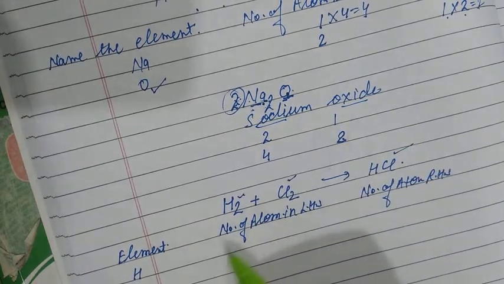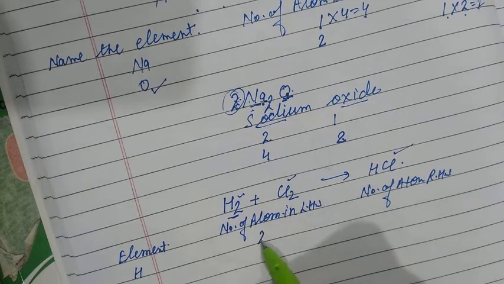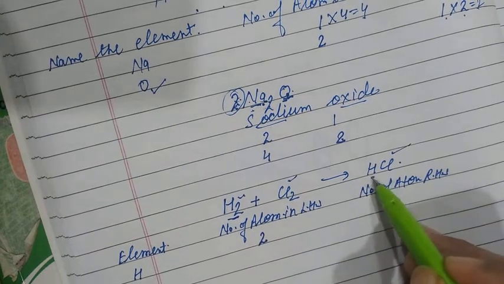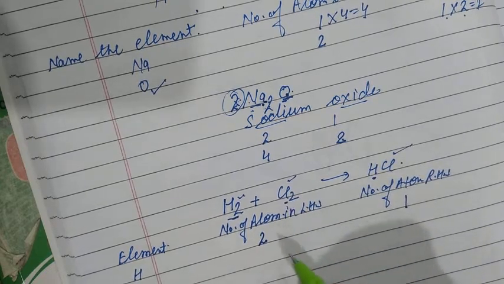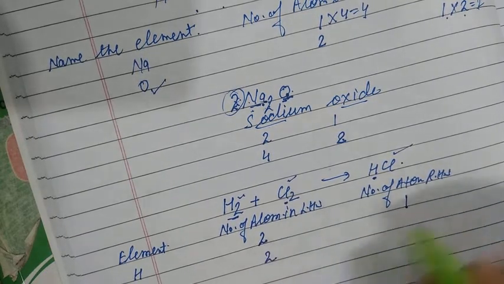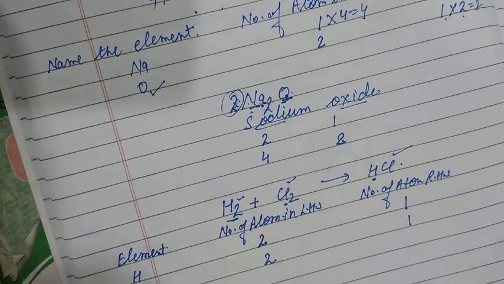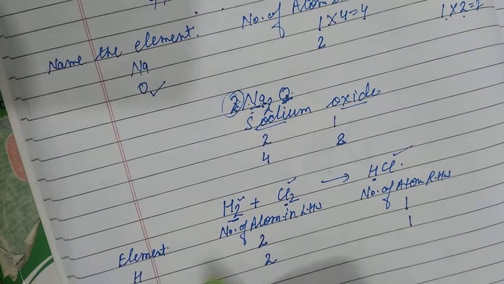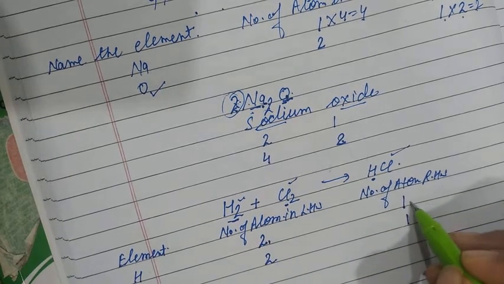So how many atoms are present in LHS side? 2, and here is only 1. Now chlorine, how many atoms? 2, and Cl only 1. So what will we do? First we will see the hydrogen. How many atoms are present in LHS side? 2, and here is 1. So what will we do?